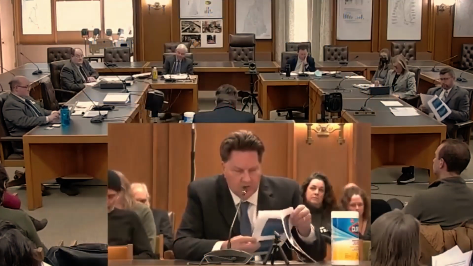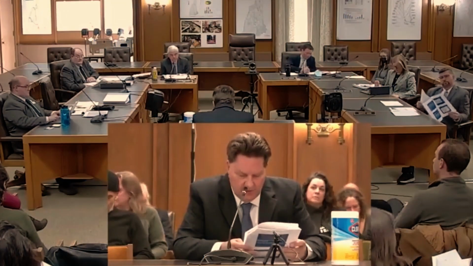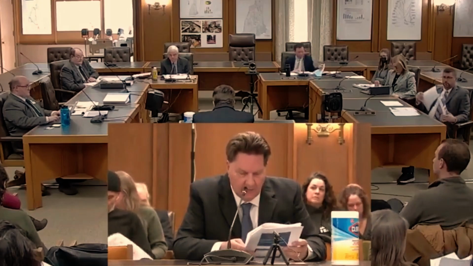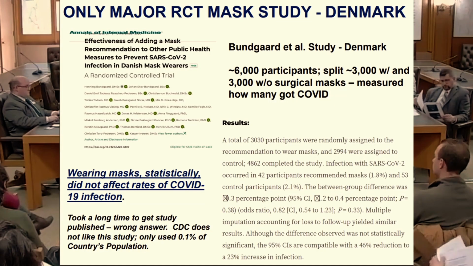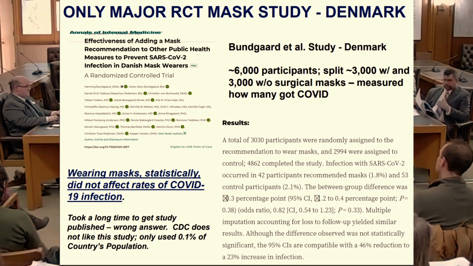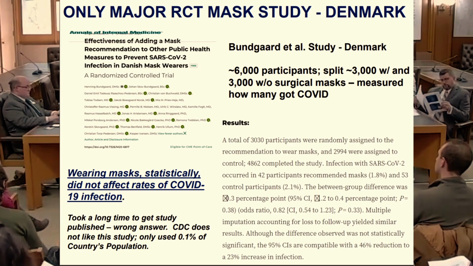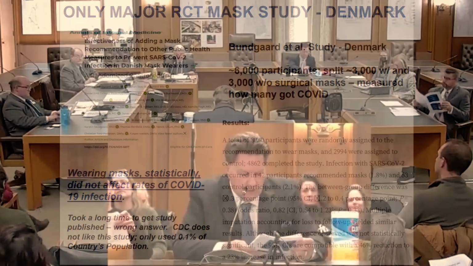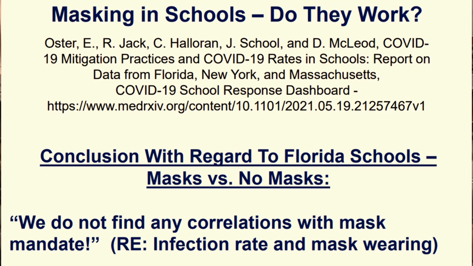Now I want to move on to the epidemiology, and there are lots of studies, but at the bottom of page 4, probably the one that's most relevant is the Bundgaard study out of Denmark. They looked at 6,000 or so folks, 3,000 with masks, 3,000 without masks. They found no difference in disease rate. A similar study was done on schools in Florida. Same outcome, and that's on the bottom of page 5.